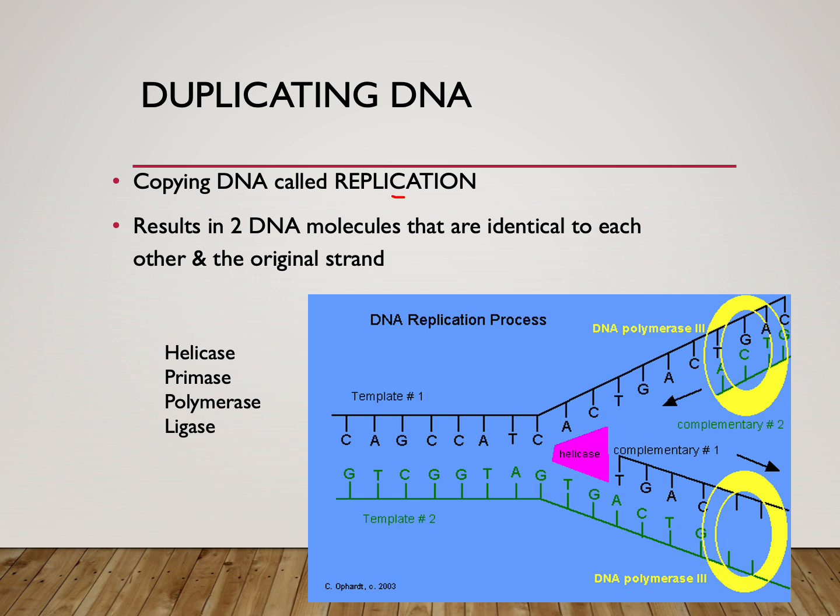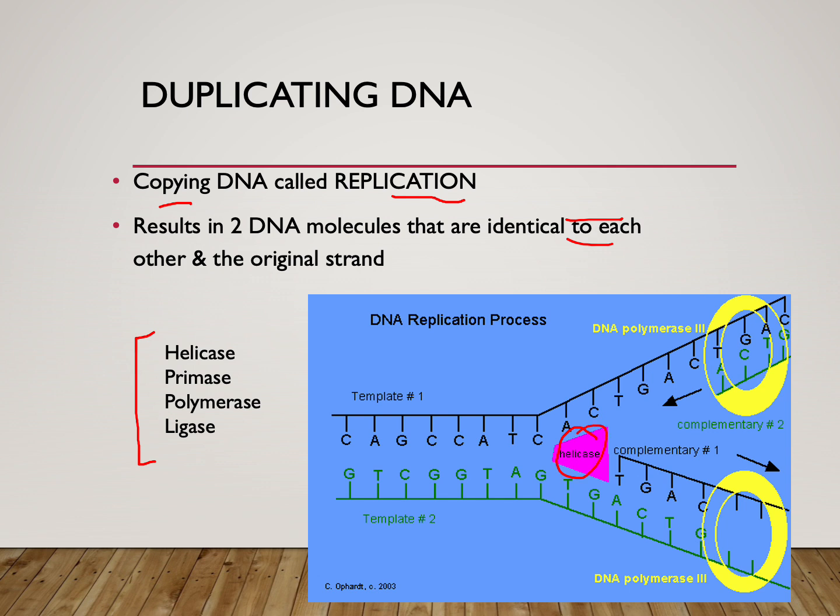DNA replication literally means making a copy of the DNA, and that copy needs to be identical to each other, and then they have to be identical to the original strand. These are the four enzymes that we're referencing. There are many more. We're just simplifying this process for now.